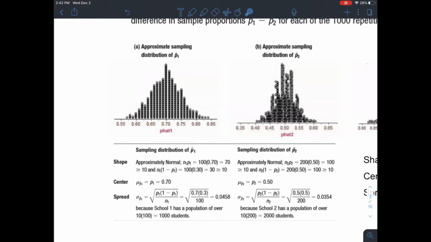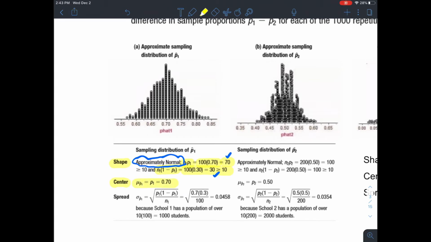Now, looking at these separately, we learned in the previous chapters that to get the shape, we would have to show the large counts condition, where the number of expected successes is the sample size times the known proportion, 100 times 0.7, which is 70. That is definitely greater than 10. And then we would have to show that the number of expected failures, 100 times 0.3, which is 30, is greater than or equal to 10. So we could conclude that it is approximately normal.